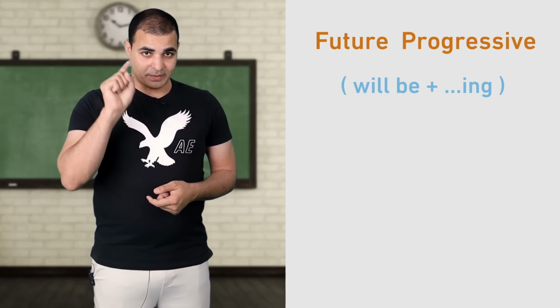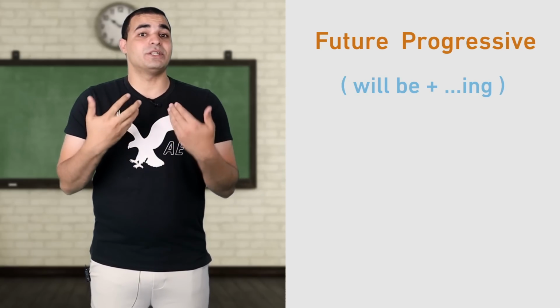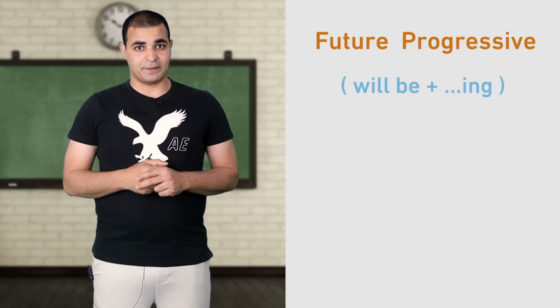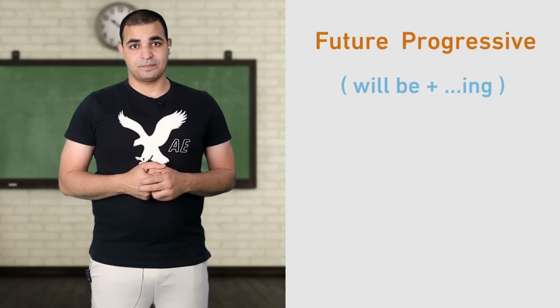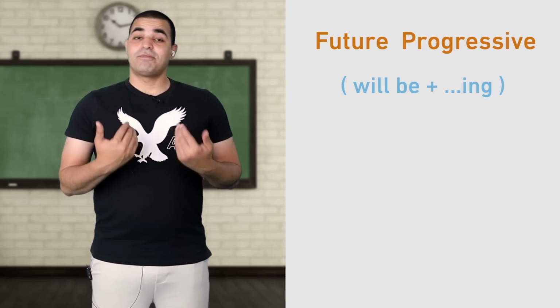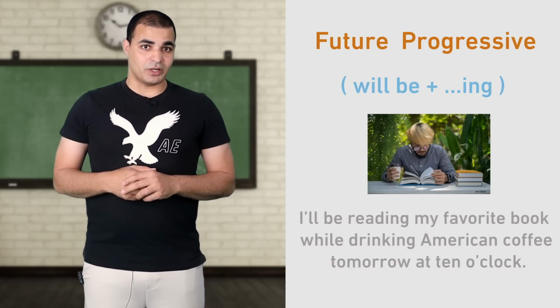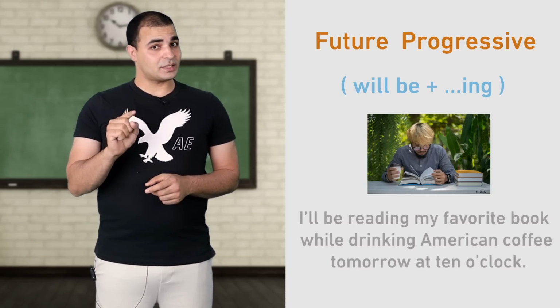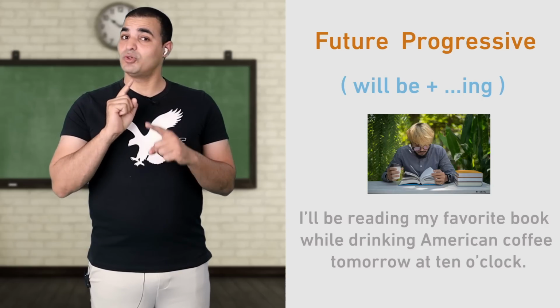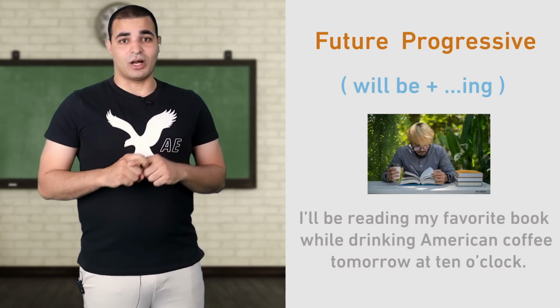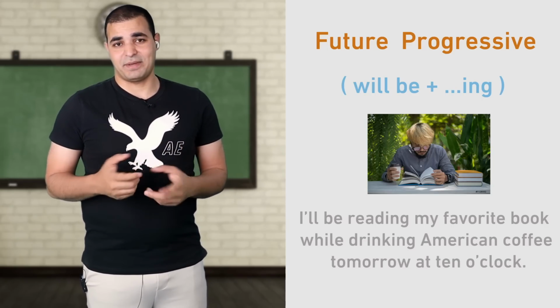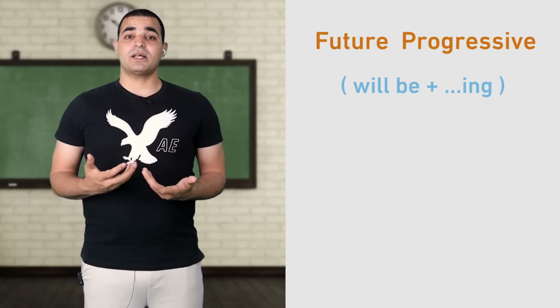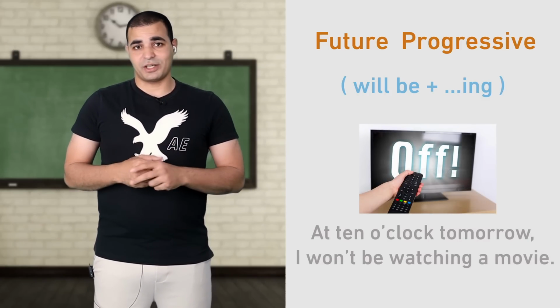Pause the video here and write down one thing you'll be doing at 10 o'clock tomorrow morning. Come on, do it. Don't make me beg. For me, I'll be reading my favorite book while drinking American coffee tomorrow at 10 o'clock. Now, pause the video again and write something you won't be doing tomorrow at 10 o'clock in the morning. Come on, are you expecting me to ask you again? All right, for me, at 10 o'clock tomorrow, I won't be watching a movie.